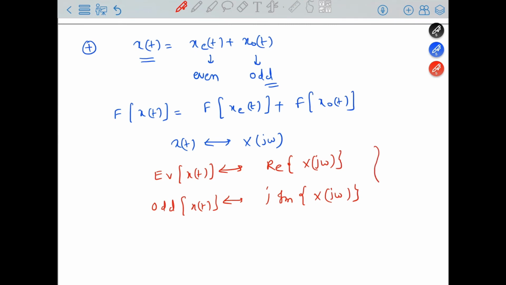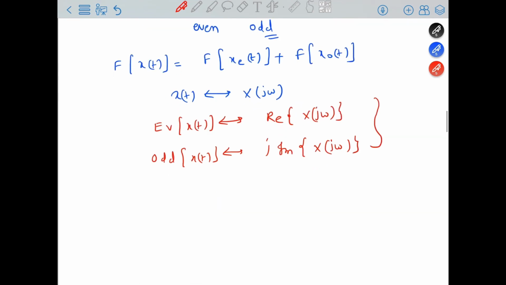So these are the two properties which can be inferred from this statement, that we are splitting our signal into two forms, the even part and the odd part, and we are taking the Fourier transform of the even and odd parts individually. The even part's Fourier transform will be equal to the real part of X(jω), and the odd part's Fourier transform will be equal to j times the imaginary part of X(jω). Now if you are not able to understand this property, we will take an example to make it more clear.